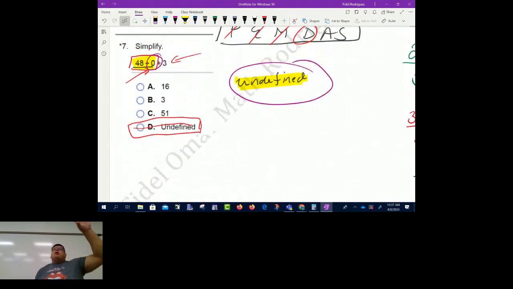It wouldn't matter. As long as one part of it is undefined, then the whole thing is going to be undefined. Yeah, that's right. So even if there's a plus 3, a minus 7, it could be anything after that. But as long as that one piece is undefined, then the whole problem is undefined. Yeah. Good questions.